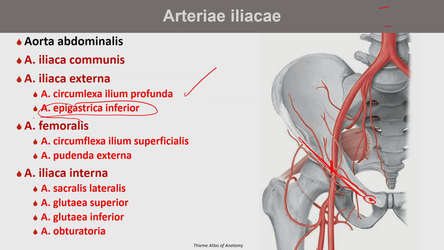From the femoral artery, the first branches are the circumflex iliac superficial, a counterpart of the profunda, and then the pudenda externa. The pudenda externa supplies the external pudendal organs.